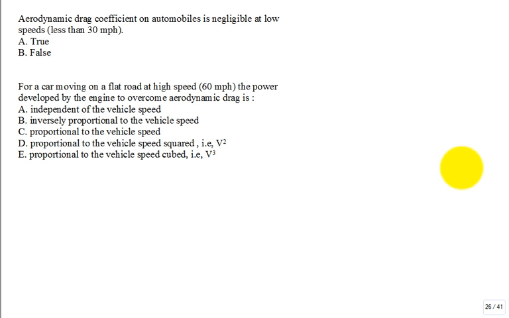Aerodynamic drag coefficient on automobiles is negligible at low speeds. Let's say it's less than 30 miles per hour. If you're driving at 15, 20 miles per hour, the aerodynamic drag is usually negligible. True or false? True. It's true. It really kicks in because it goes as V squared. So at low speeds, negligible.